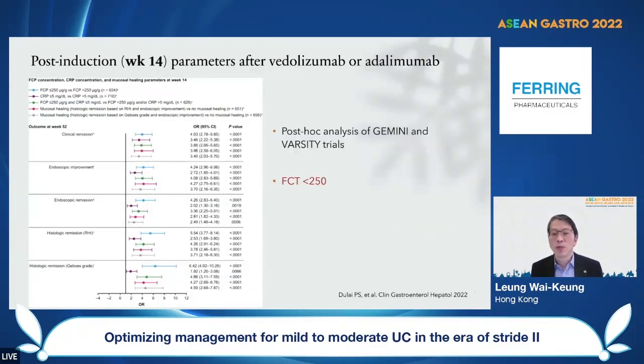And this is also a post hoc analysis comparing vedolizumab with adalimumab. They found that by week 14, if you have fecal calprotectin less than 250, you're much more likely to have clinical remission, endoscopic remission, or even histological remission. So 250 appears to be a quite reasonable number as a cutoff point when using even biologics.